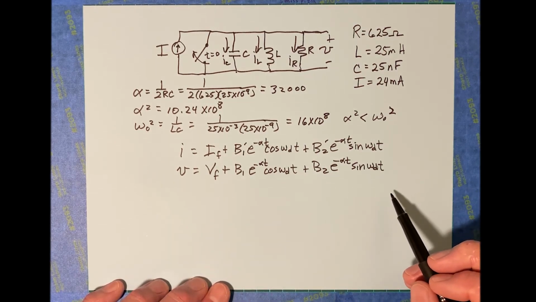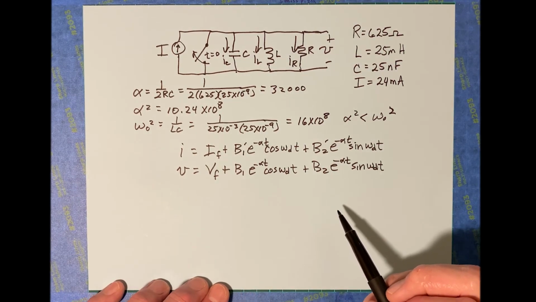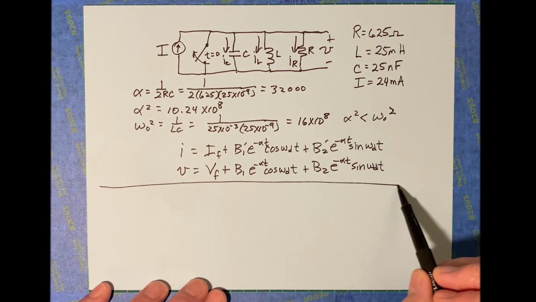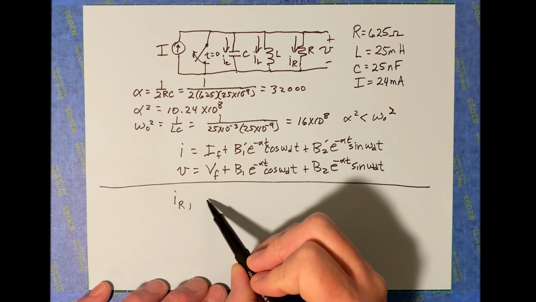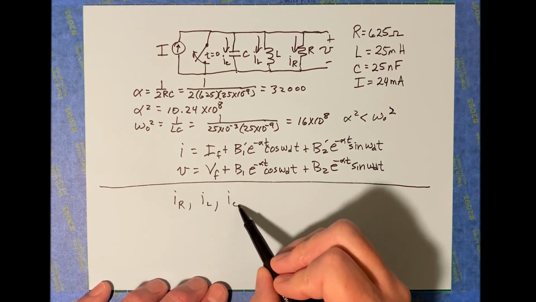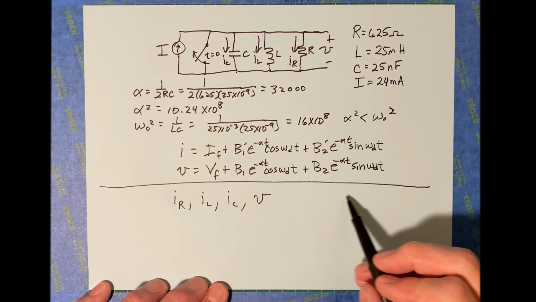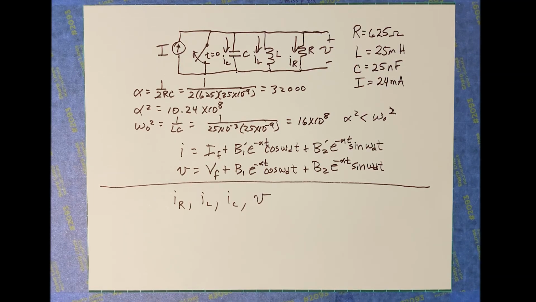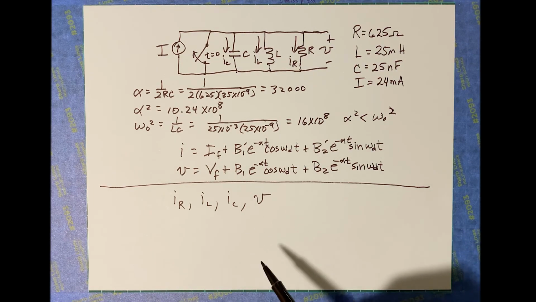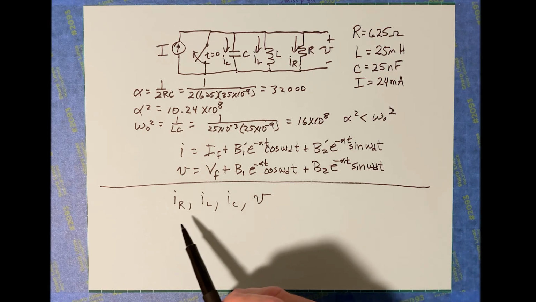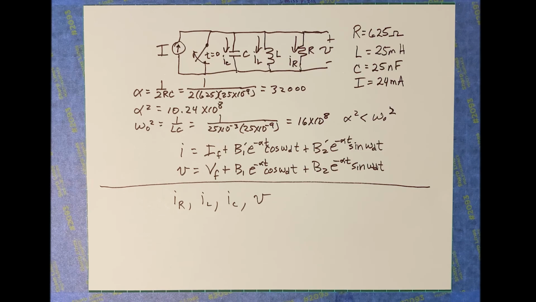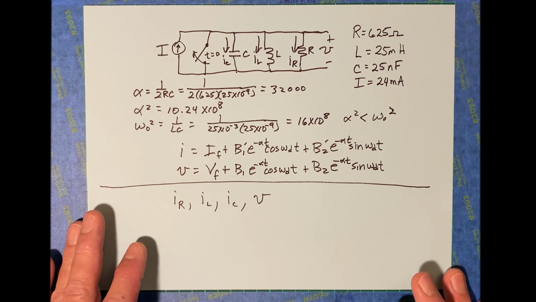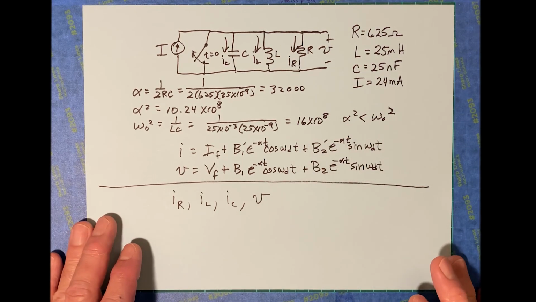Now, I'm not going to go through the process here. I want you to do that as an exercise, and I want you to find I sub R, I sub L, I sub C, and V for everything. Do that on your own. This is not an exercise where I'm going to take it up as a homework or anything like that. But you need to be able to do this. I guarantee you will be asked to do at least some of this when it comes time for your next exam. Guarantee it. So do this as an exercise on your own.